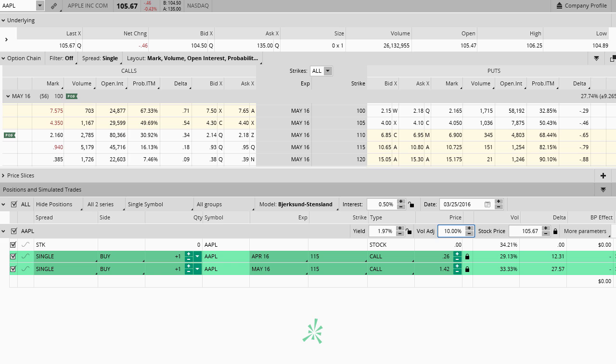All right, so again, you can see now when we increased it to 10%, look at the value of these options and how they changed. This contract went from $8 up to $26 in value, and this May contract, which is a little bit further out, had an even bigger jump. It went from $95 up to $142. So very, very big jumps in the value of these options.